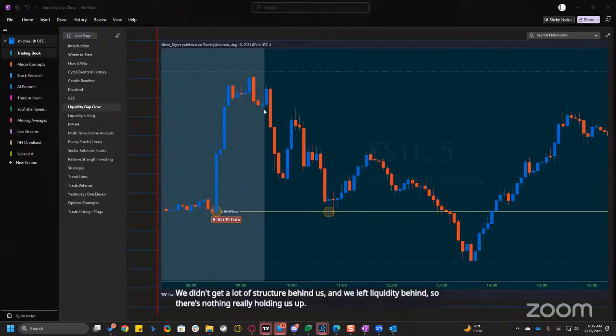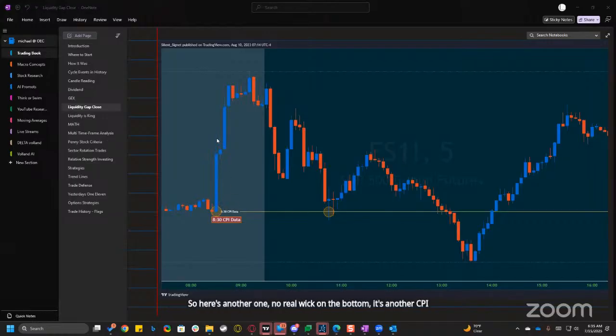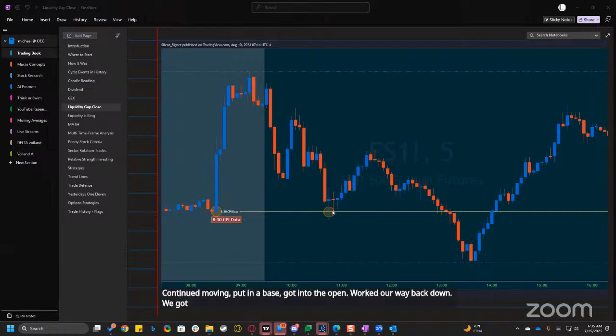And when we go and test what is below us, there's nothing there, and we fall back down through it. So here's another one. No real wick on the bottom. It's another CPI day. We closed in the upper 25%, but the run wasn't done. Continued moving, put in a base, got into the open, worked our way back down. We got there between 10:30 and 11, really closer to 11 than 10:30.